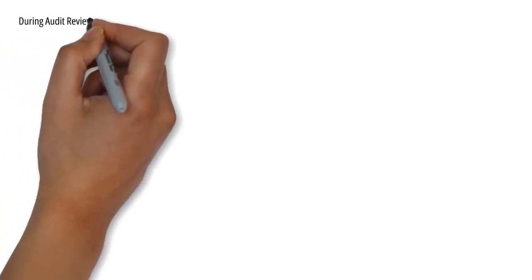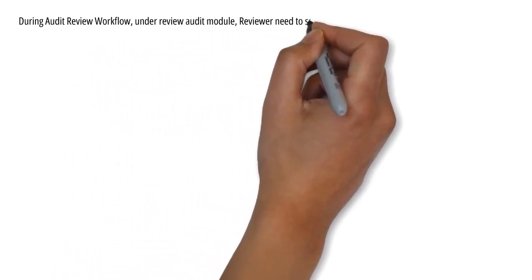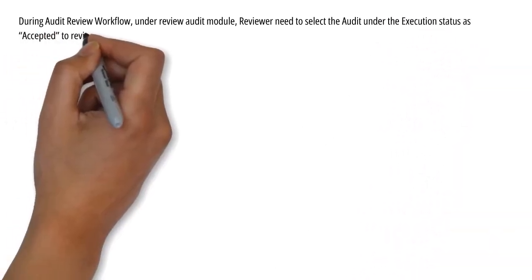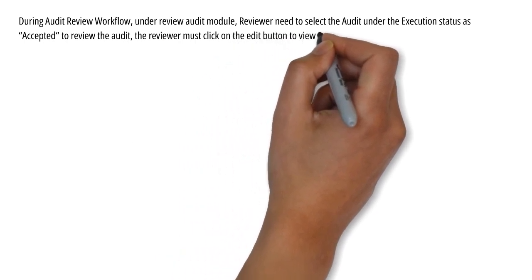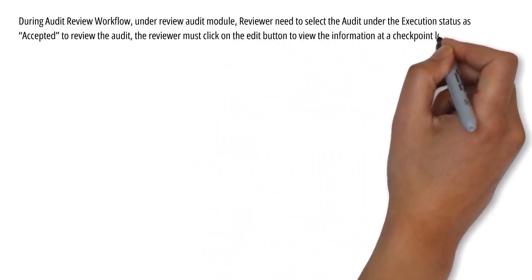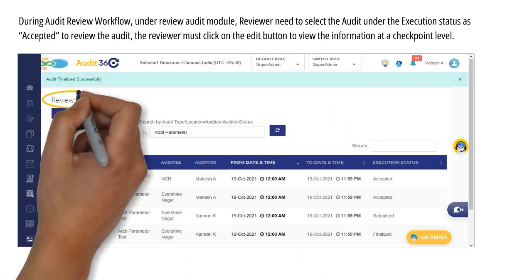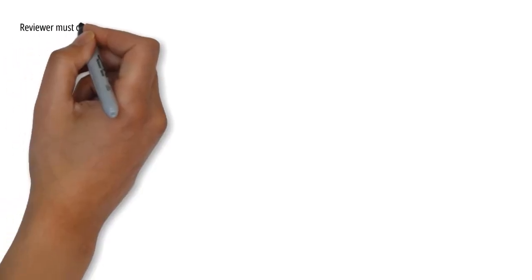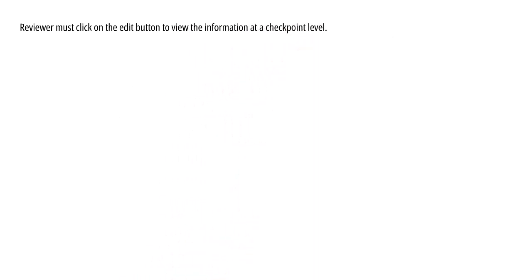During the audit review workflow, under the Review Audit module, the reviewer needs to select the audit under the execution status as accepted to review the audit. The reviewer must click on the Edit button to view the information at a checkpoint level.